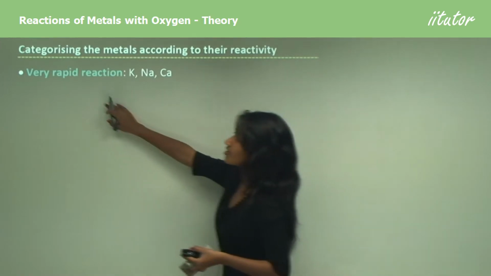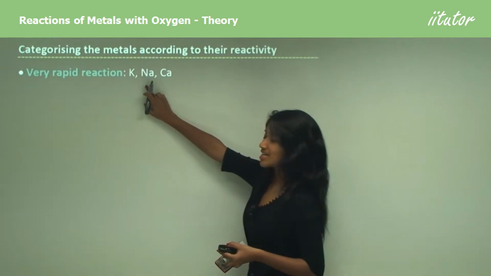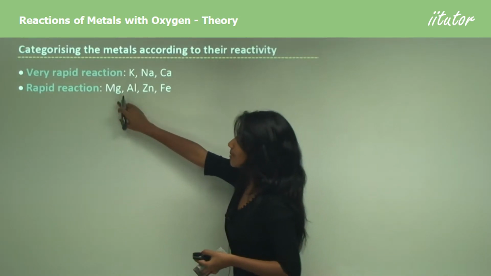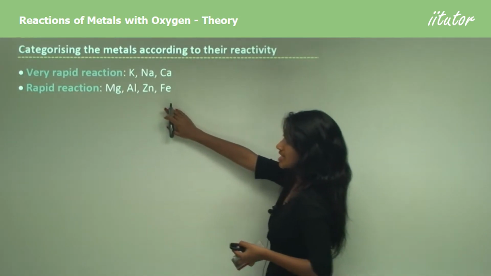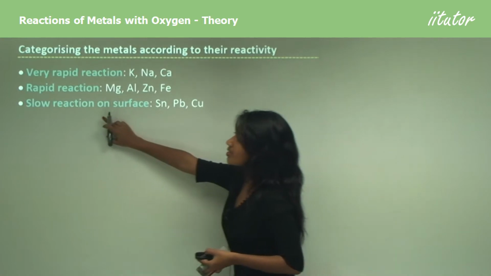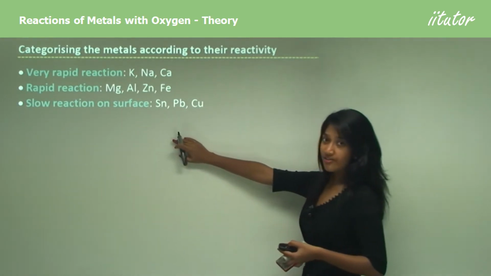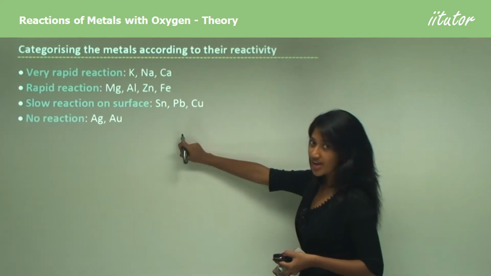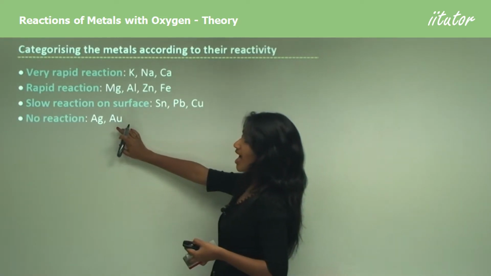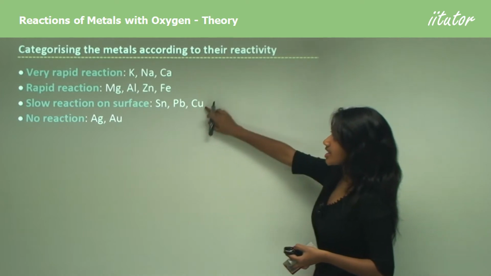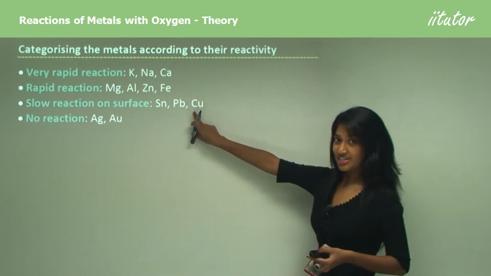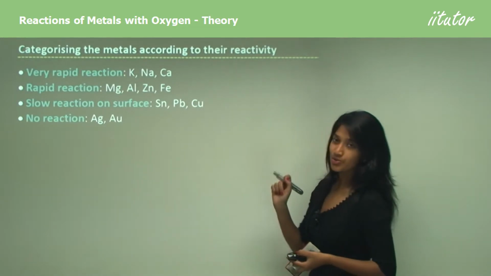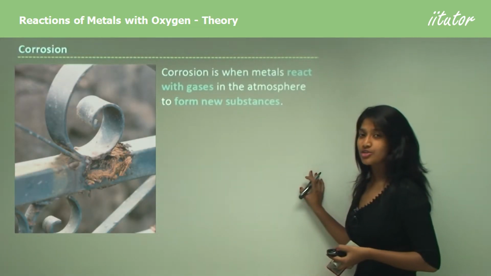We have very rapid reactions happening with potassium, sodium, calcium. Then we have rapid reactions happening with magnesium, aluminium, zinc, and iron. Then we have slow reactions on the surface happening with tin, lead, and copper. And we have no reactions happening with silver and gold. So these chemical symbols are found in the periodic table, so you can link them to their actual names. Now let's look at corrosion.